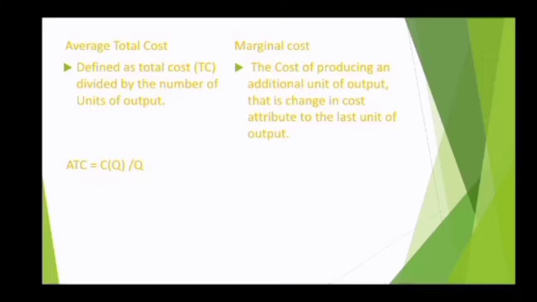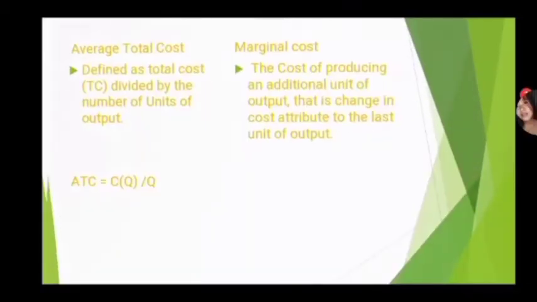Marginal cost is the cost of producing an additional unit of output, that is, the change in cost attributable to the last unit of output. When only one input is variable, the marginal cost is the price of that input divided by its marginal product. Remember that marginal product increases initially, reaches a maximum, and then decreases. So, it's vice versa. When marginal product increases, marginal cost decreases.